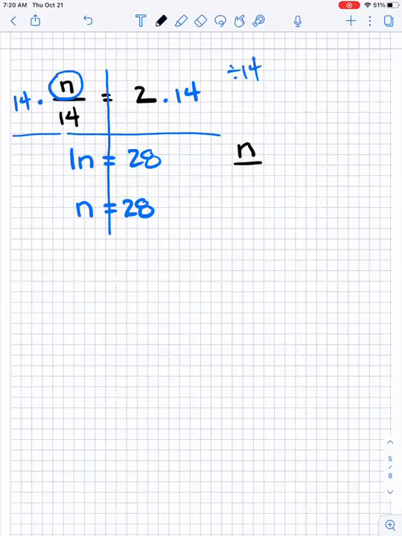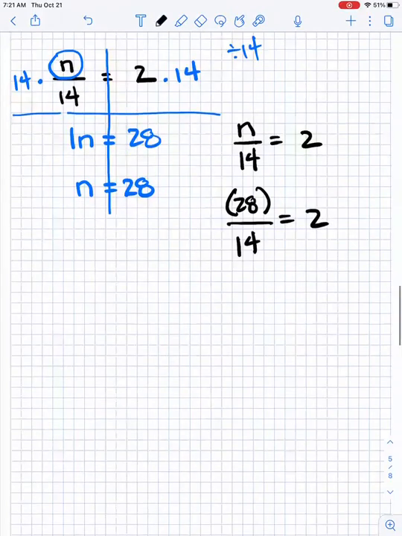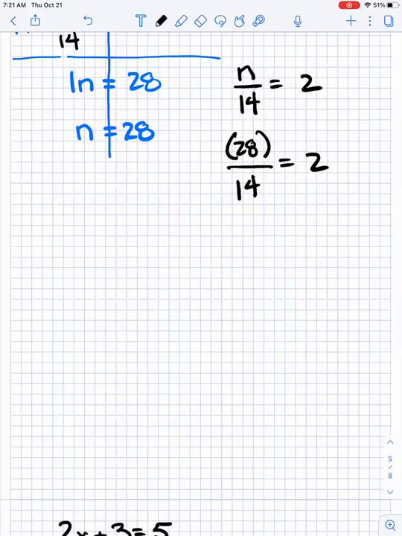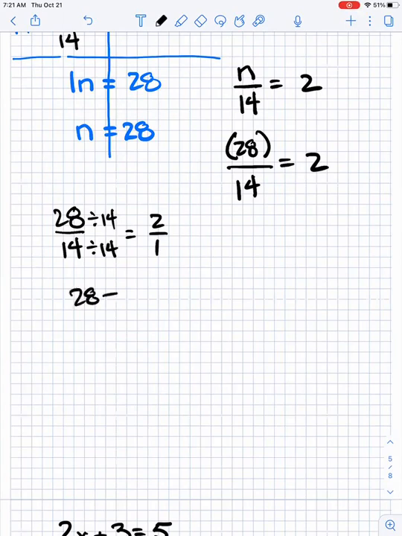I can check this. Taking the original problem, n over 14 is equal to 2. I'm going to replace the n with what I found. So 28 divided by 14. We can treat this like a fraction, or we can treat it like division. If we do it like a fraction, remember that we're going to divide by the greatest common factor, which in our case is 14, giving me 2 over 1, which is 2. Or we can just look at 28 divided by 14. Both of those answers will give us 2.